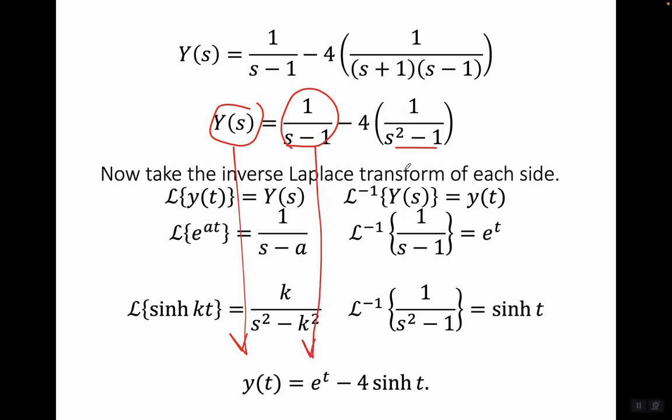Minus 4 times the inverse Laplace transform of 1 over s squared minus 1. Well, the Laplace transform of sinh(kt) is k over s squared minus k squared. So you plug in k equals 1 and take the inverse of each side. You get the inverse Laplace transform of 1 over s squared minus 1 equals sinh t. So this factor just ends up being minus 4 sinh t. And that's our answer: y(t) equals e^t minus 4 sinh t.